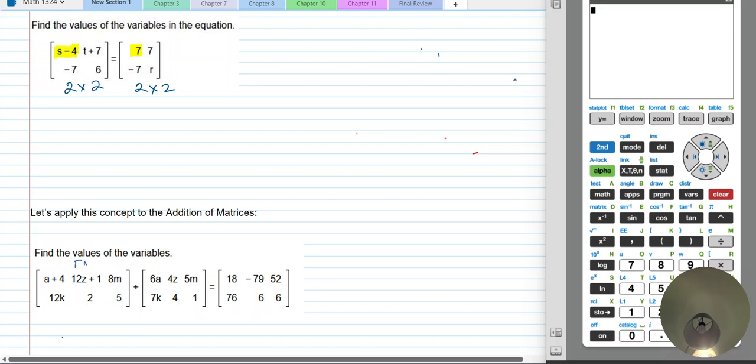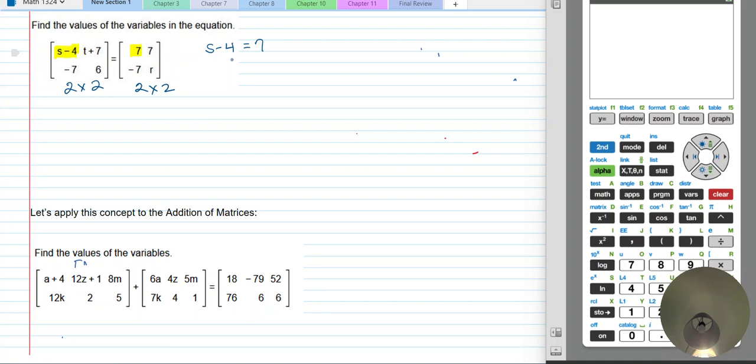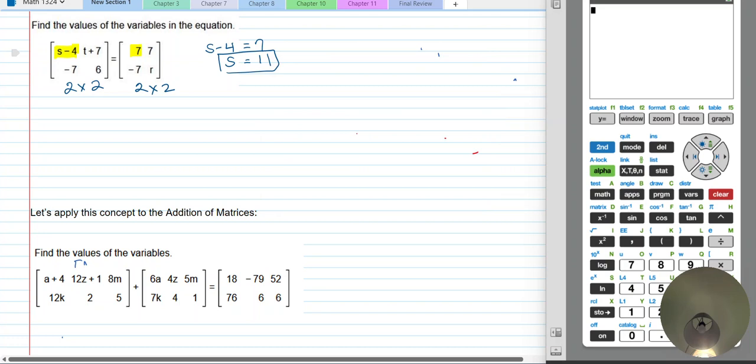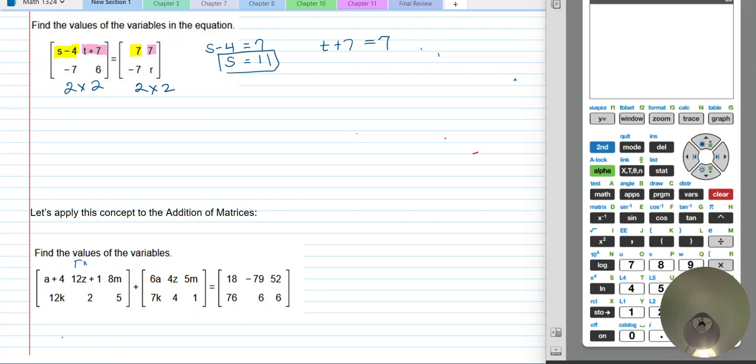So I'm going to have s minus 4 must equal 7. I'm going to add 4, so s must be 11 to be an equal element. The second one is t plus 7 must equal 7. I'm going to subtract 7, so I'm going to have t must equal 0.